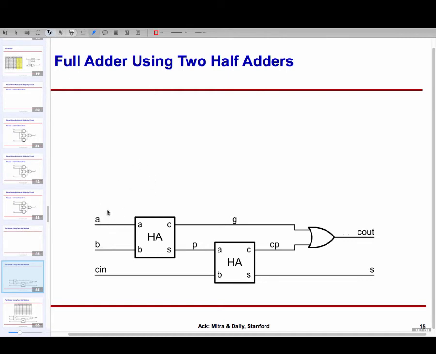Let's take the case that, so I'm going to draw A, B, C in, P, G, CP, S, and C out. So let's look at it. If A, B, and C in are all zero, what is P? What is your answer? Zero. What's G? Anyone in the back rows?